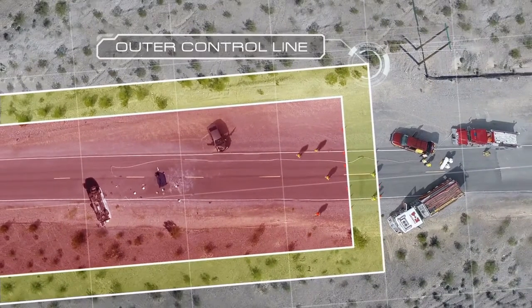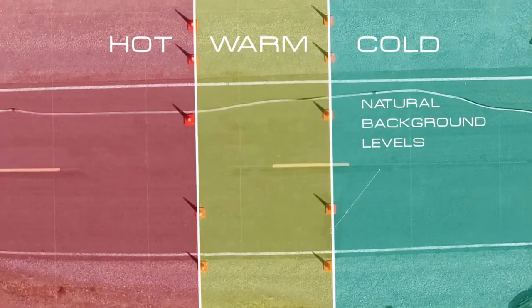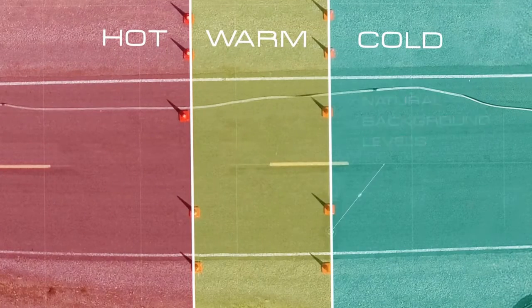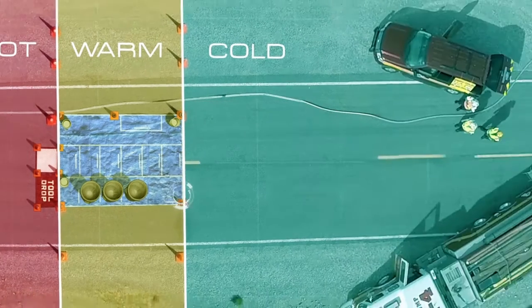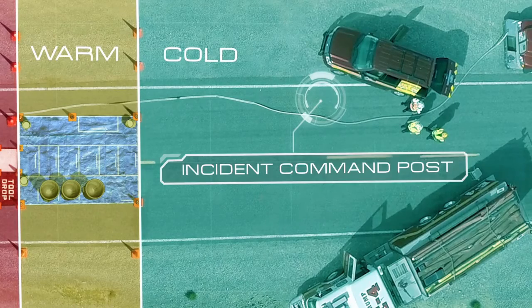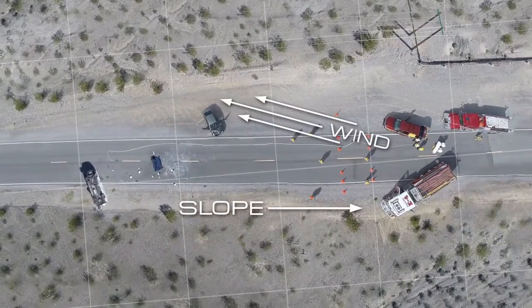The outer control line separating the warm zone from the cold zone is established where radiation readings are at natural background levels. The decontamination corridor is contained within the warm zone. Both personnel and equipment are surveyed prior to being released from the warm zone. The incident command post is in the cold zone, a safe distance away, upwind and upslope from the hazard area.